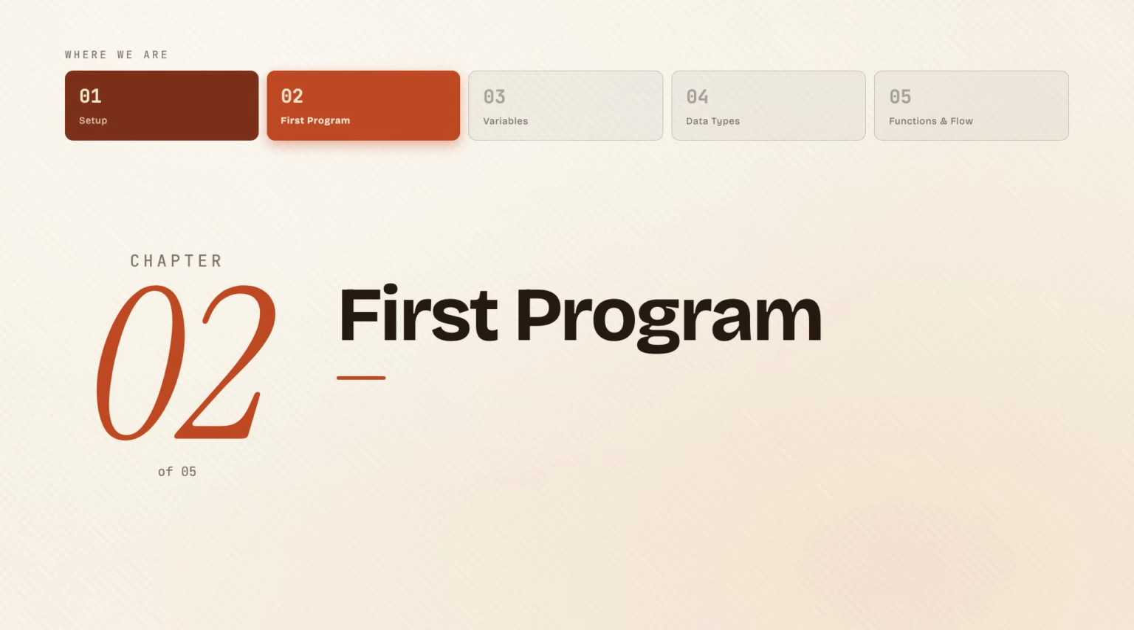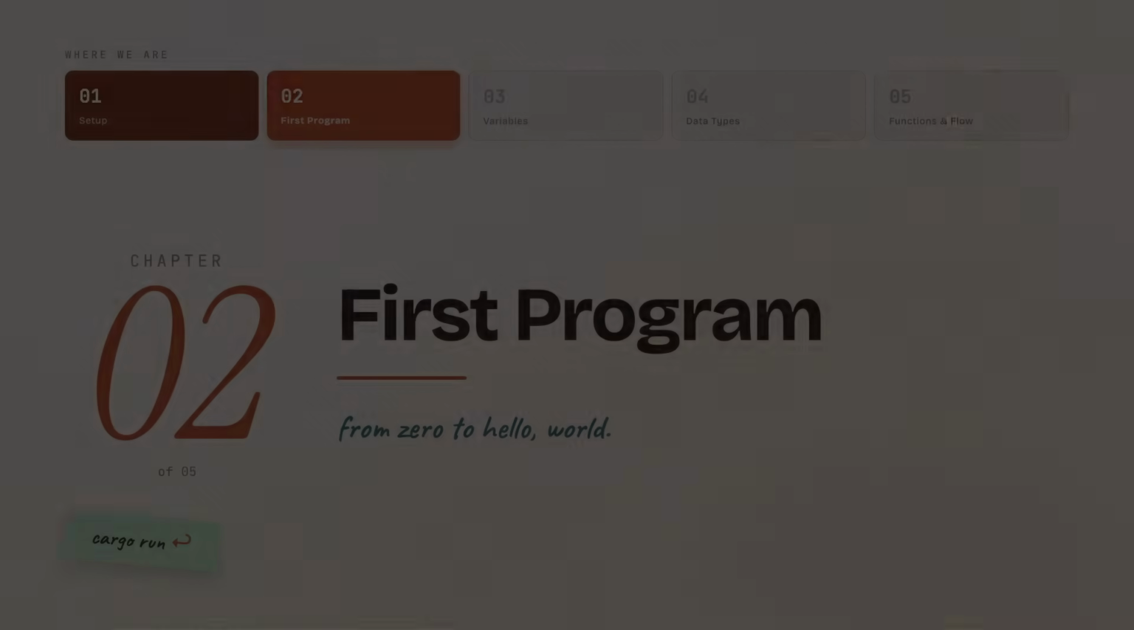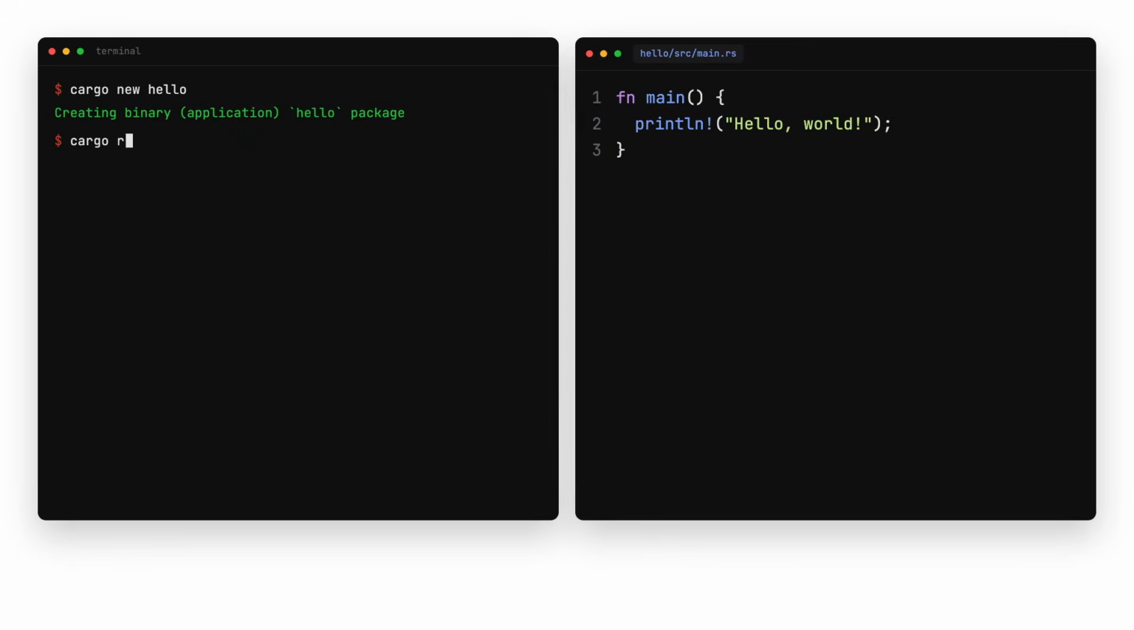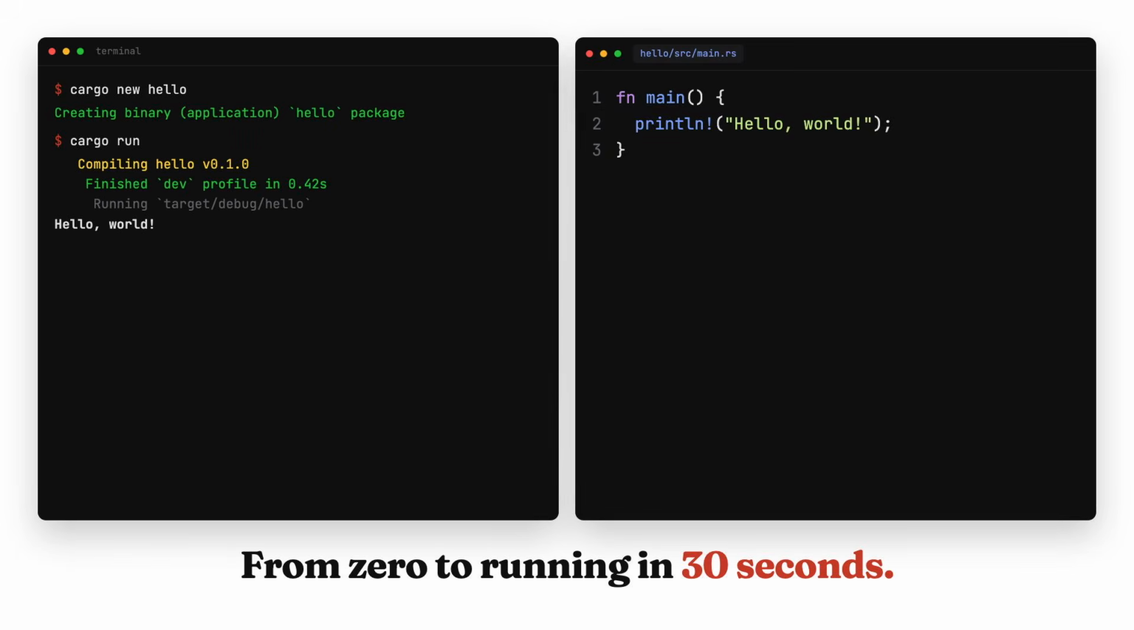Let's go ahead and write your first ever program in Rust. Run cargo new hello and open the main.rs. And you will see the classic hello world. Run cargo run from the terminal, and Cargo compiles your code and runs it. Hello world, within 30 seconds.